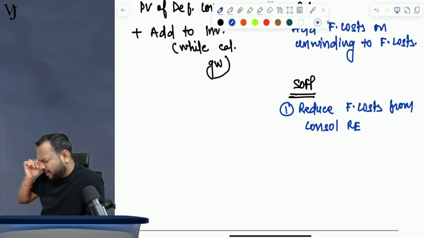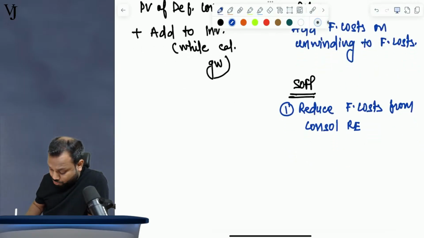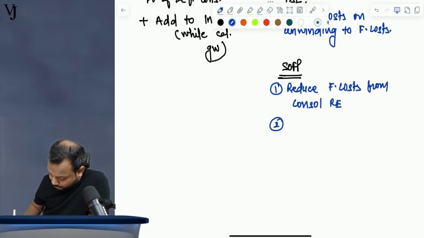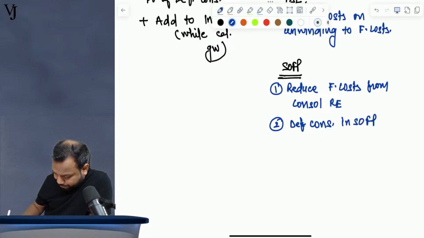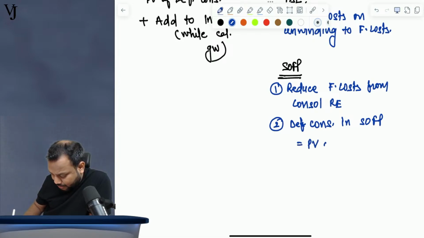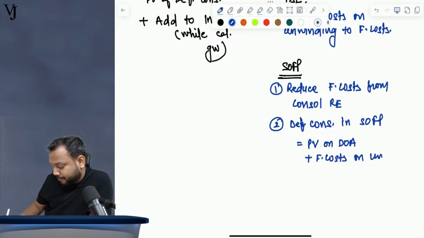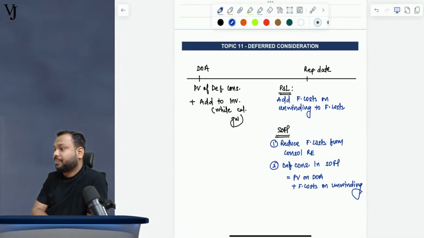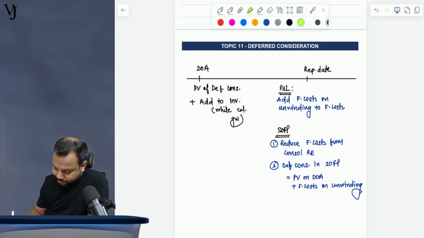Students do make this mistake, guys, so I strongly recommend you to keep this in mind. Then the deferred consideration in SOFP that you record will be equal to the present value on the date of acquisition plus the finance costs on unwinding. Is it clear, everyone? Come on, guys, tell me.